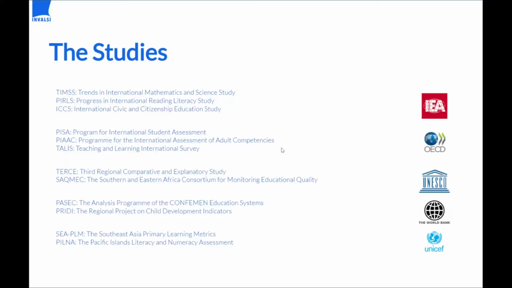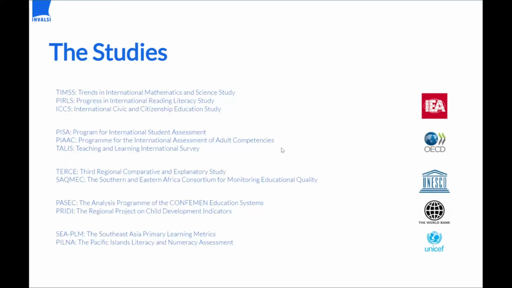But they have a main subject in each cycle every 3 years, so it is rotating. And then after PISA, which started in 2000, the other studies were launched. For example, PIAAC, which is also known as the PISA for Adults, is another important study done by the OECD. And they have TALIS, which is the Teaching and Learning International Survey.